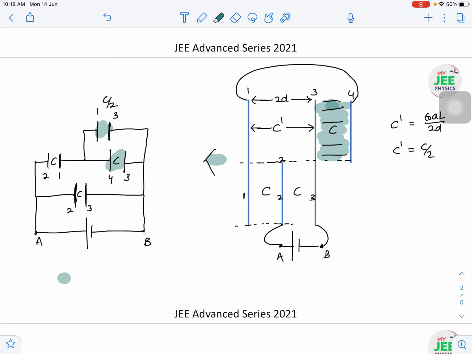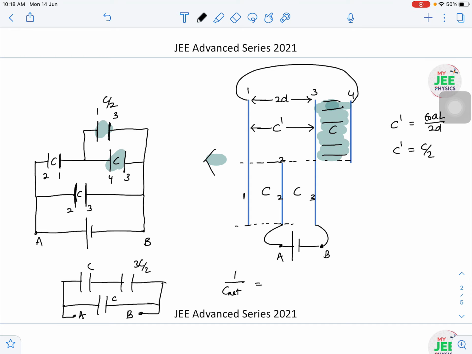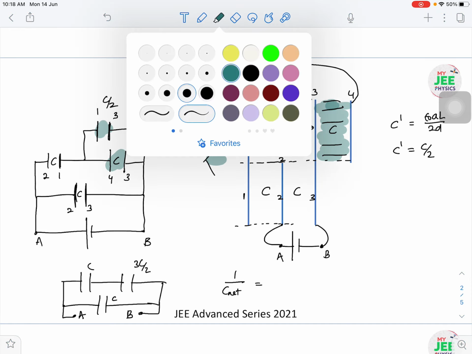So I can modify the circuit something like this. This capacitance is C, this is C, and C by 2 in parallel, so I can write 3C by 2. Then one more capacitance, and these are the terminals A and B. If you want you can draw the battery also, your choice. Now C and 3C by 2 are in series. The net capacitance of these two I'm writing as C net, not C dash, because I already used C dash.